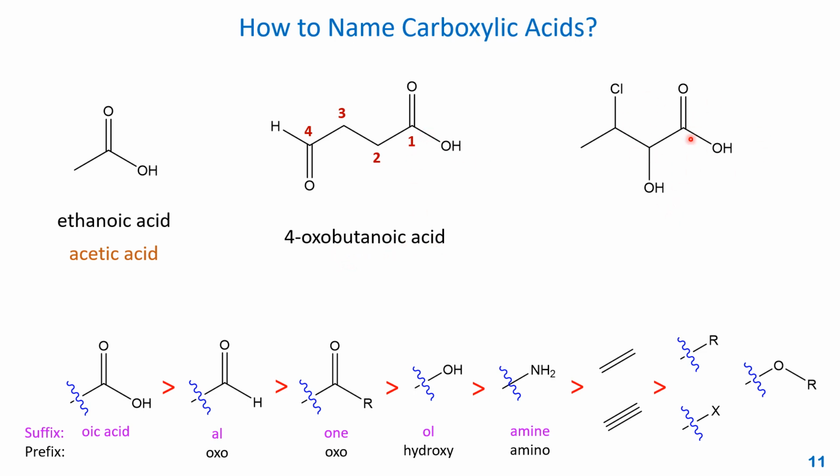Last example, again the longest chain is 4 carbons, and we have a hydroxyl group here that's also lower priority than carboxylic acid, and chloro. So number 1, 2, 3, 4, and that will be 3-chloro-2-hydroxybutanoic acid. Okay. So I didn't give you all the functional groups here. I just gave you some common examples, and I hope that can help you understand how to name organic compounds. This mini lecture is for acyclic compounds.